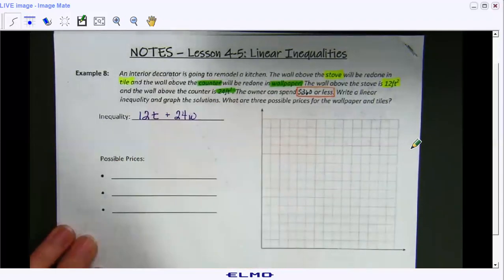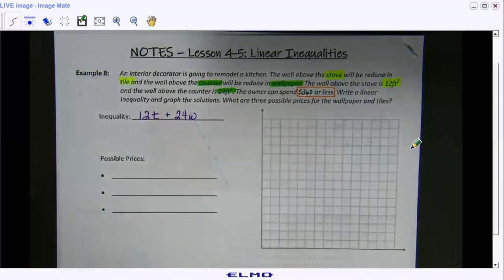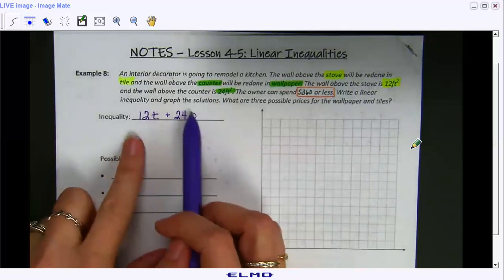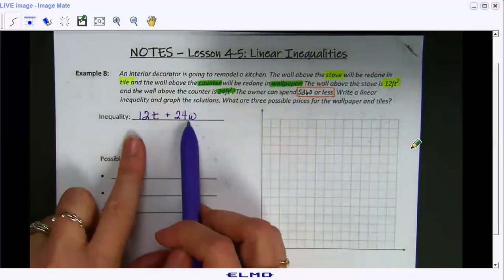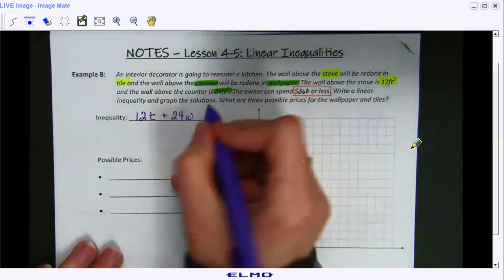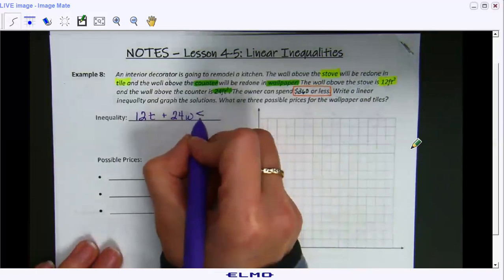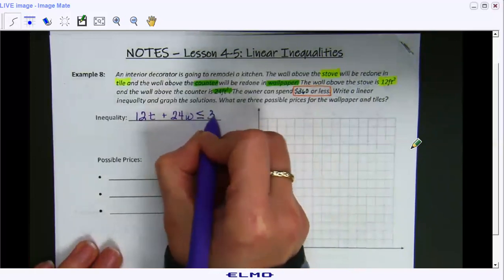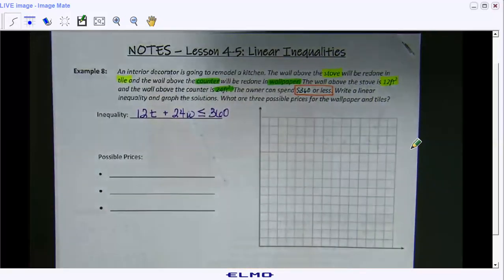Good. Now, the hardest part for some is this 360 or less. So this is what they're spending right here on tile and wallpaper. Can this be greater than 360 or does it have to be less than? Less than, so less than. Can it be equal to? Yes. So we just came up with our equation, our inequality. I keep saying equations because that's what I'm used to.